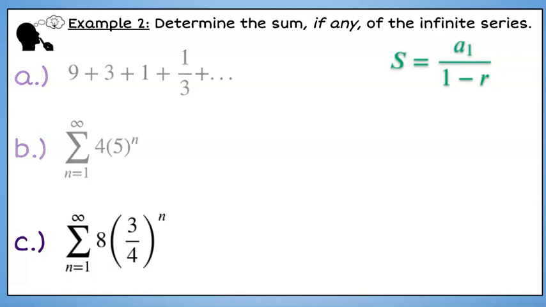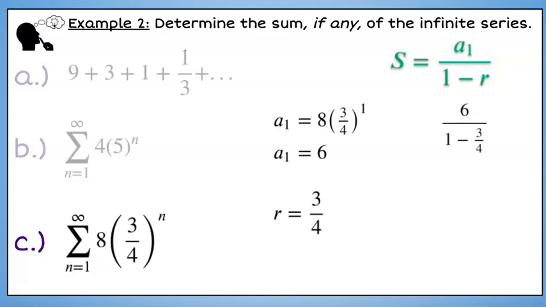Finally, c. In c, the common ratio is 3/4, which is less than 1, so we can apply the formula. Since the series is given in summation notation, we must find the first term by substituting 1 in for n and simplifying. The first term is 8 times 3/4 to the first power, which results in 6. Substituting into the formula and simplifying, we find the sum to be 24.